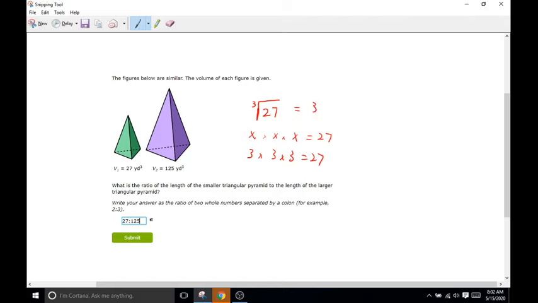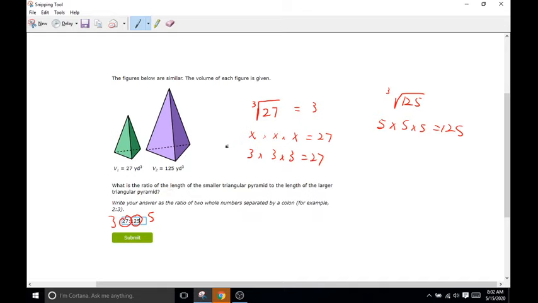Okay, and so we're going to replace this 27 with 3. And now we're going to do 125. So we'll go over here. We're going to cube root 125. So what times what times what equals 125? That's going to be 5 times 5 times 5 is 125, right? 5 times 5 is 25, and 25 times 5 is 125. So that is going to be 5. So we'll go back down here and write 5. So really our ratio for the length is going to be 3 to 5.